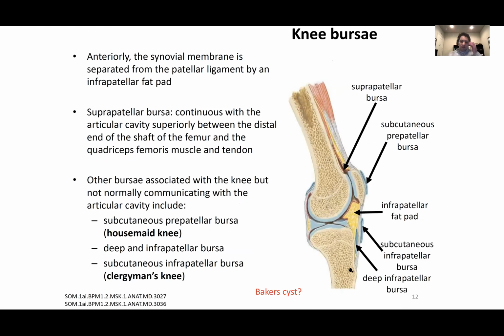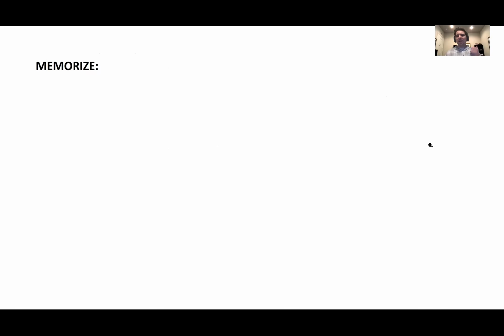Just to point these out, there are different bursas: suprapatellar, infrapatellar bursa. They do talk about housemaid's knee versus clergyman's knee. Think of a housemaid as more leaned over, trying to scrub the floors maybe. So you're thinking about the subcutaneous prepatellar bursa right here, whereas the clergyman is kind of leaning back on his knees, praying. So you think of this subcutaneous infrapatellar bursa here. Baker's cyst, if you come across that, is in the posterior aspect of the knee. Those can form.